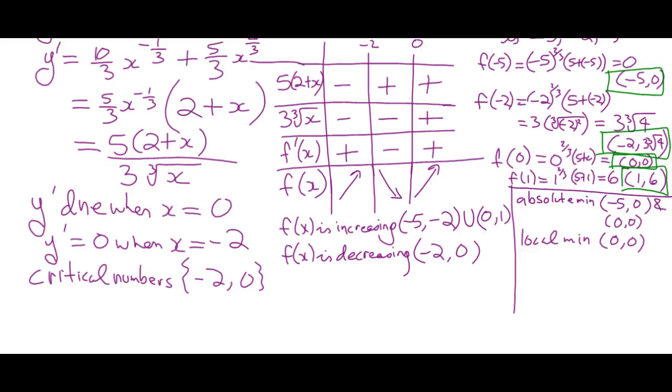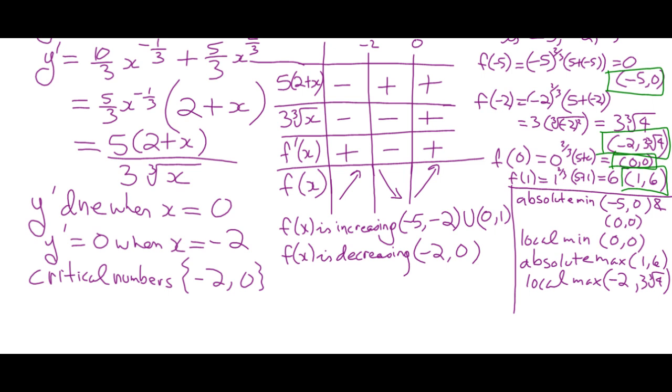All right, what's f of 1? So 1, 6, what is that? Absolute maximum, right? Is it also a local? Absolutely not, because it's on a boundary. So absolute max at 1, 6. Is there a local max? Yeah. Where? Negative 2, 3 cube root 4.